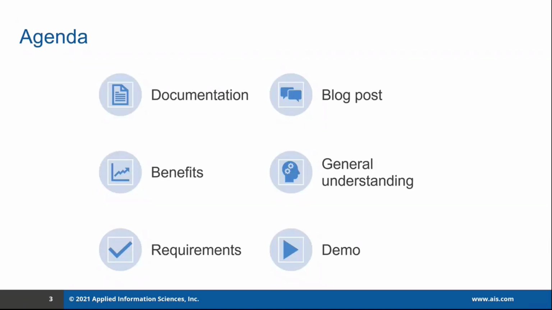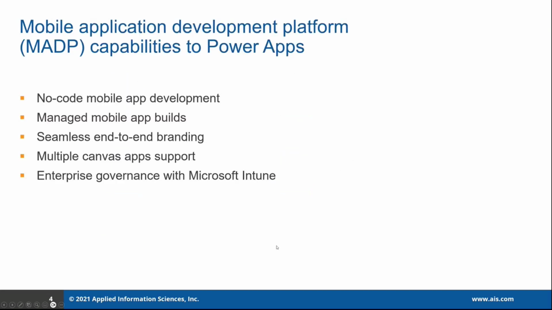So that's a little agenda for today's talk: going over the documentation, discussing benefits and what is needed to accomplish this project, followed by a short demo. Let's talk about the capabilities of this feature. It can package together multiple Canvas apps in the same mobile app, and we can manage these apps with Microsoft Intune. It allows code signing for both iOS and Android.